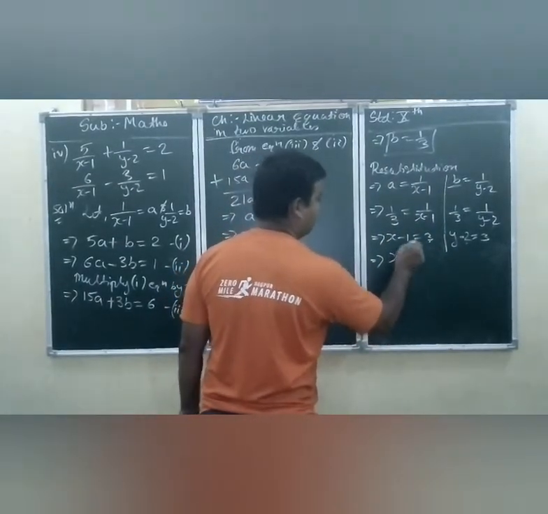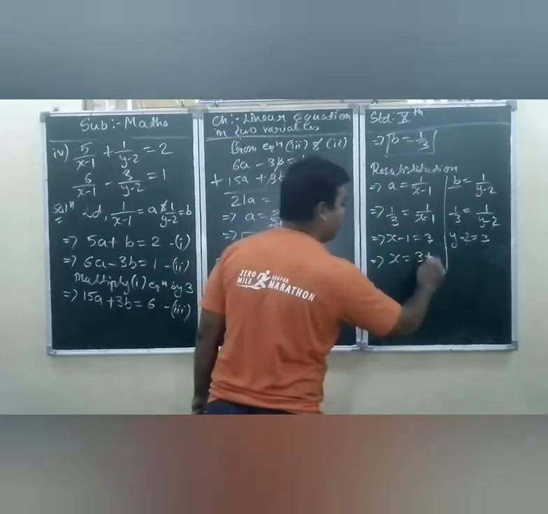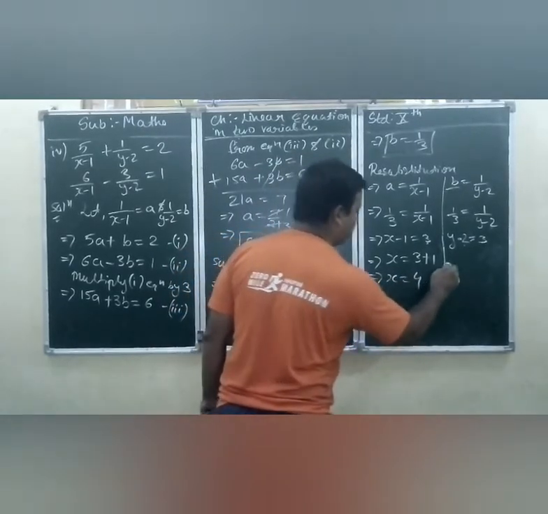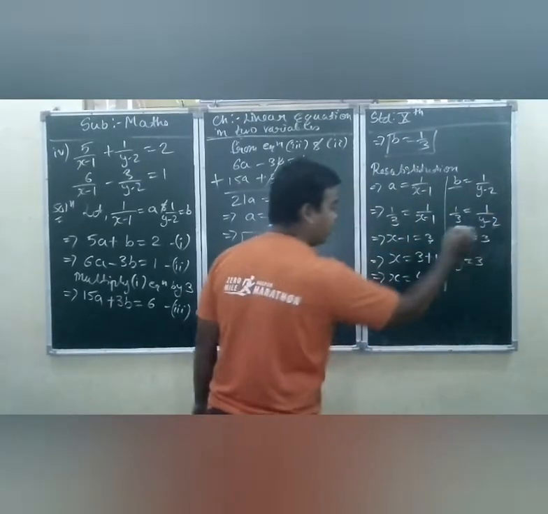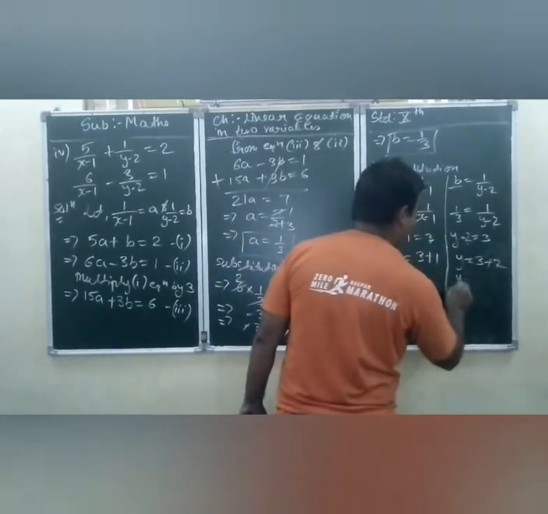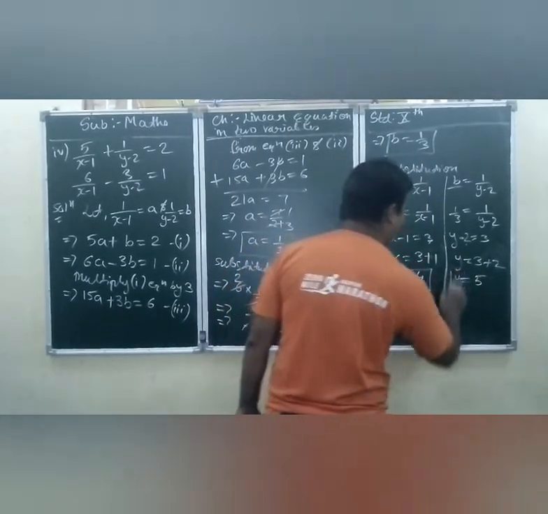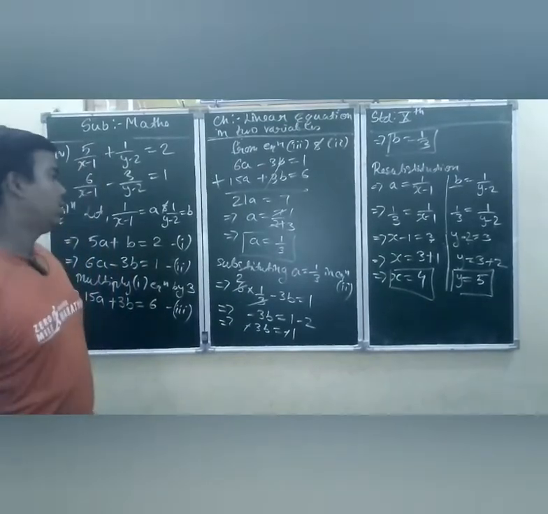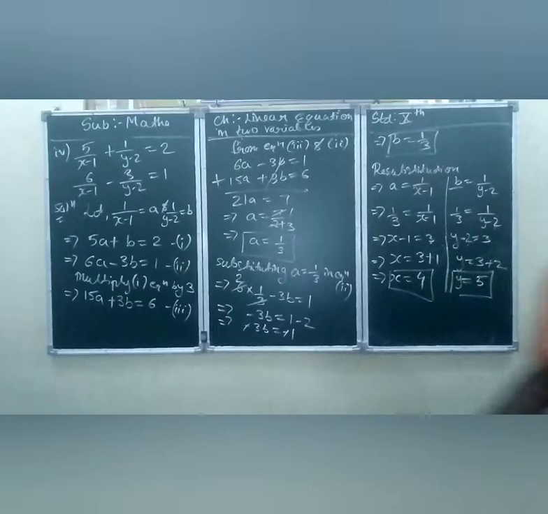So x - 1 = 3, so moving the 1 to the other side, x = 3 + 1 = 4. And y - 2 = 3, moving 2 to the other side, y = 3 + 2 = 5. So x equal to 4 and y equal to 5. Over. Okay, understood class? Please copy this one.